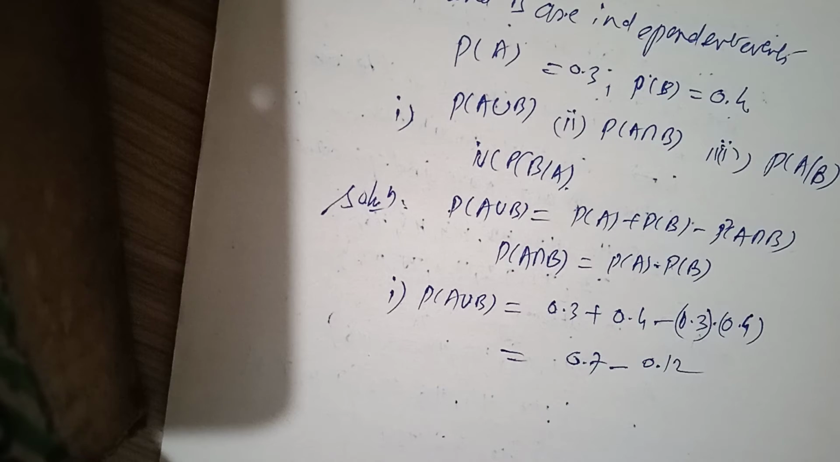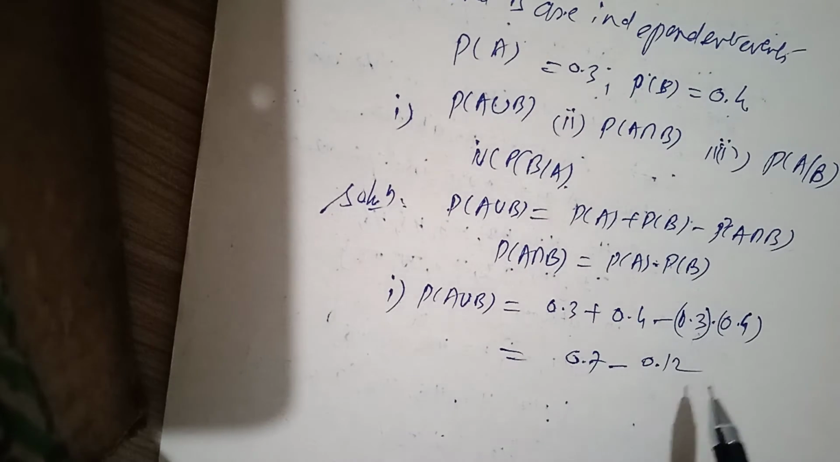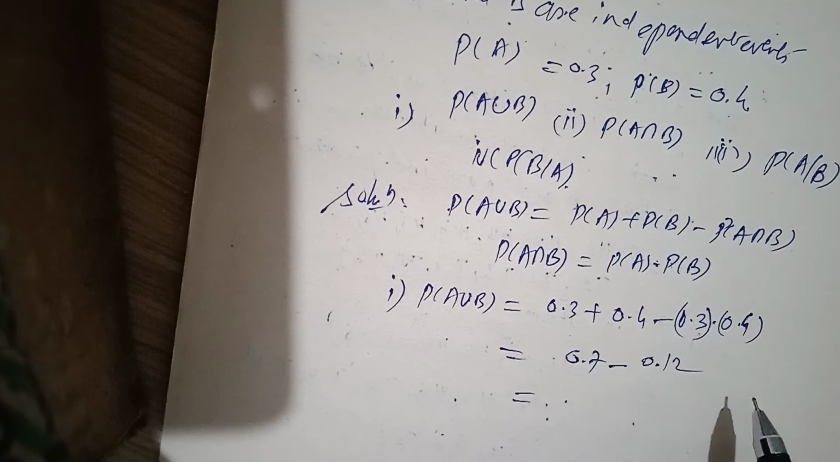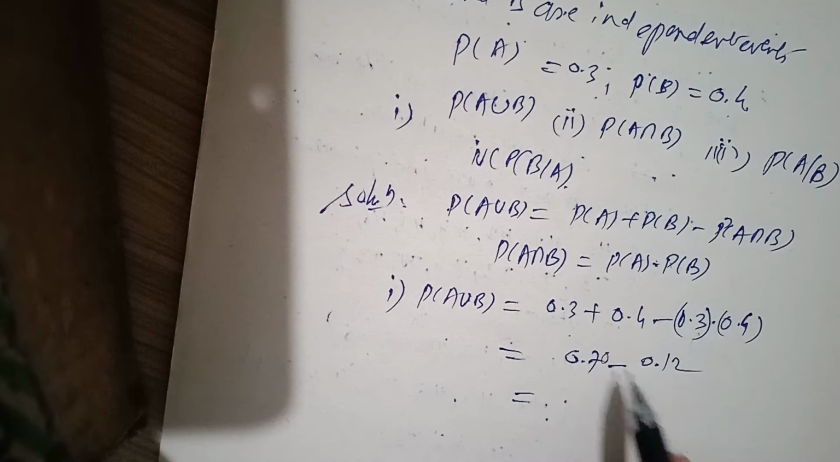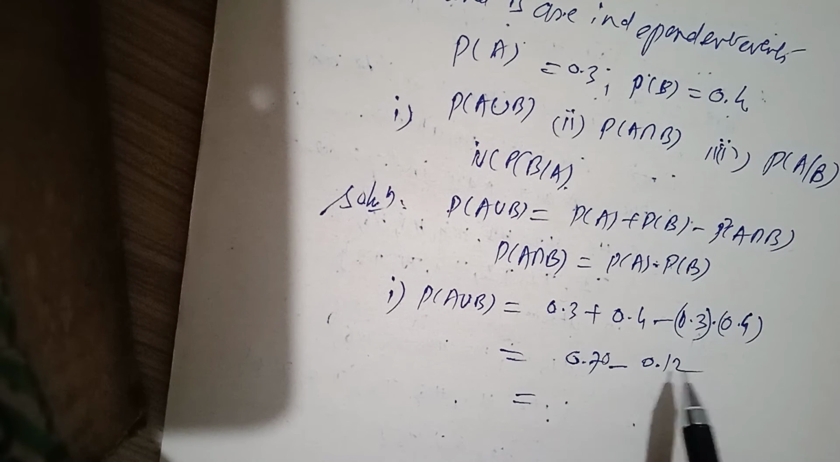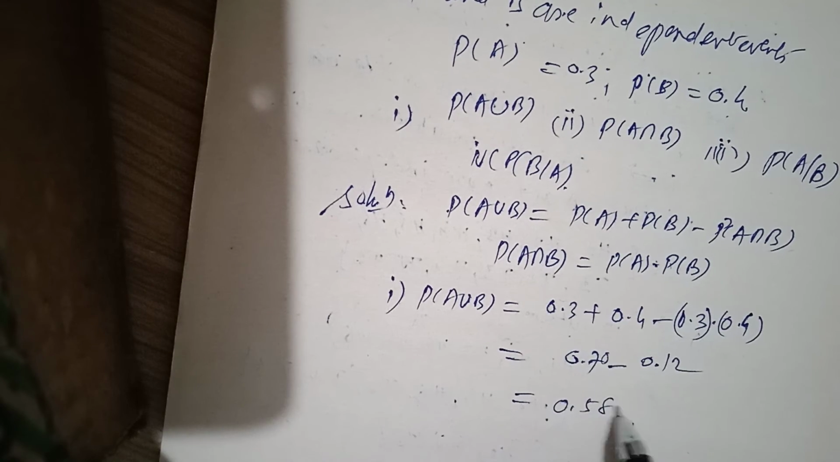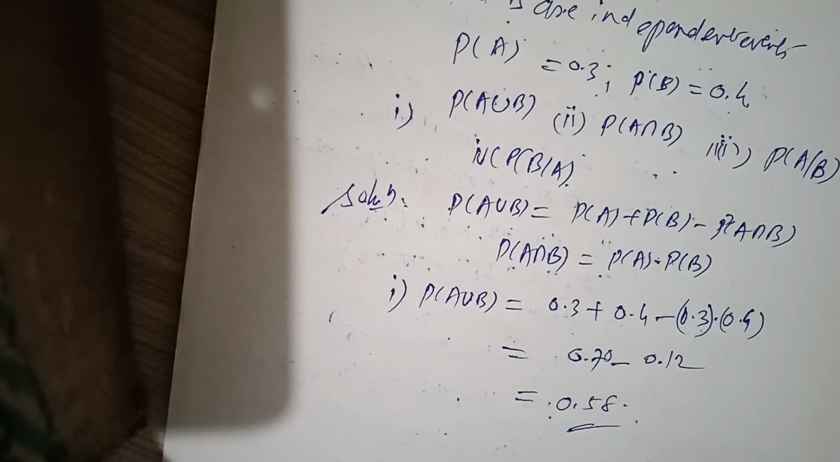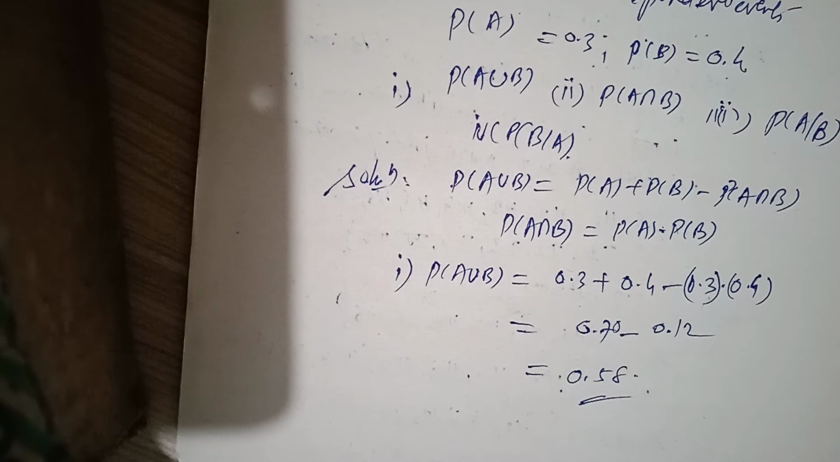Is it clear? So whatever is the answer, you can calculate and write it down. Okay? This will be 0.58, right? 0.58. This is the probability of event A union B.